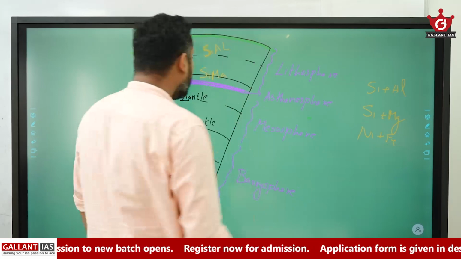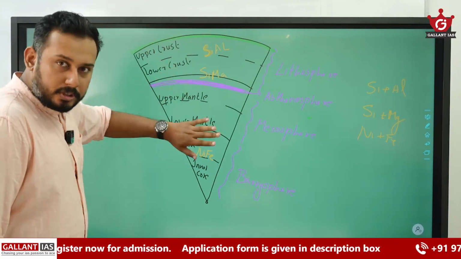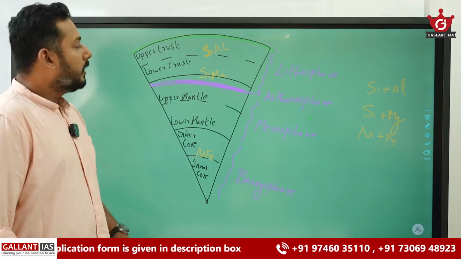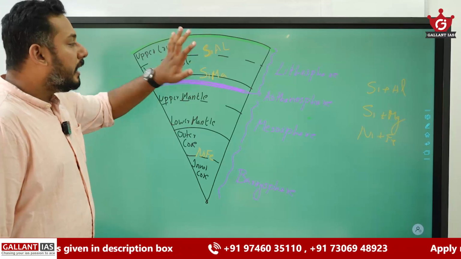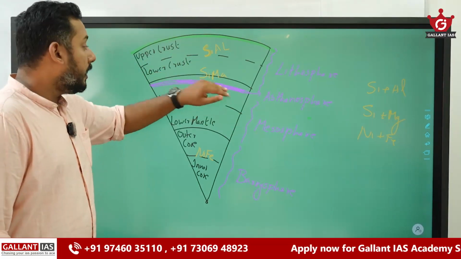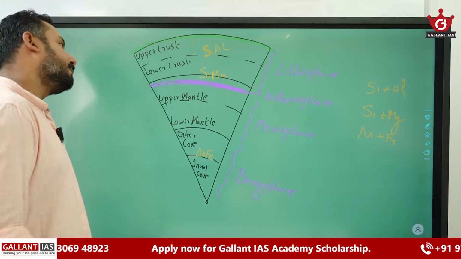So the upper portion of the crust is called sial. The portion below that is called sima, and the core region is called nife. The crust is majorly made of silica and aluminium, hence called sial. The below region is silica and magnesia, hence called sima. And then we have nife, that is nickel and ferrous.